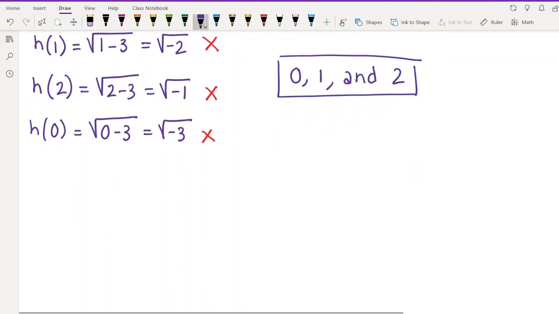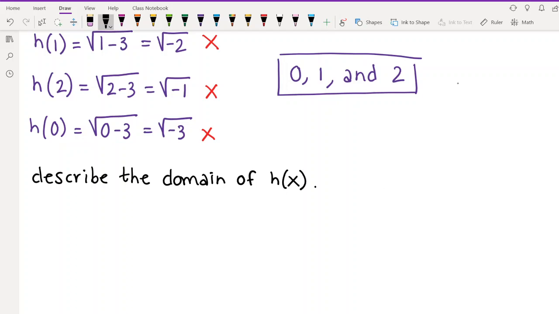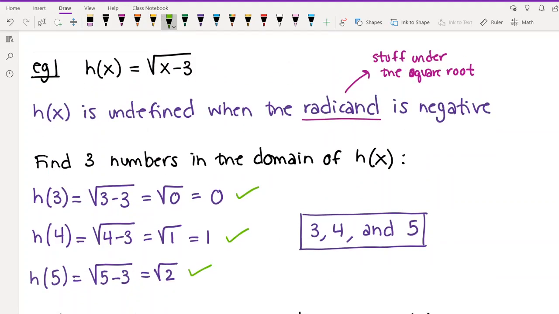Okay, so the last thing I want to answer, now that we've played around and gotten a sense of what numbers do and don't work, is to use those findings to describe the domain. So what did we find? We basically figured out that, let me go back up to our original function, if the number you're plugging in for x is bigger than 3, things are going to be okay, right? Because then when you subtract 3, you'll get a positive number. The problem arises when the number you're plugging in is smaller than 3.